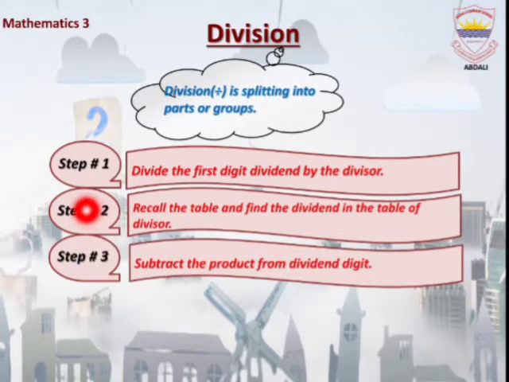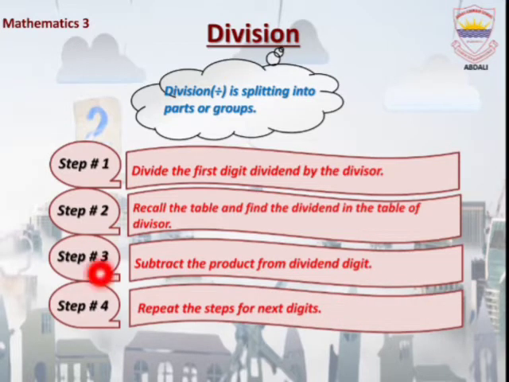Our third step is subtract the product from the dividend digit. Now students, our fourth and last step is repeat the steps for the next digit. Now students, let's start to solve examples of division.